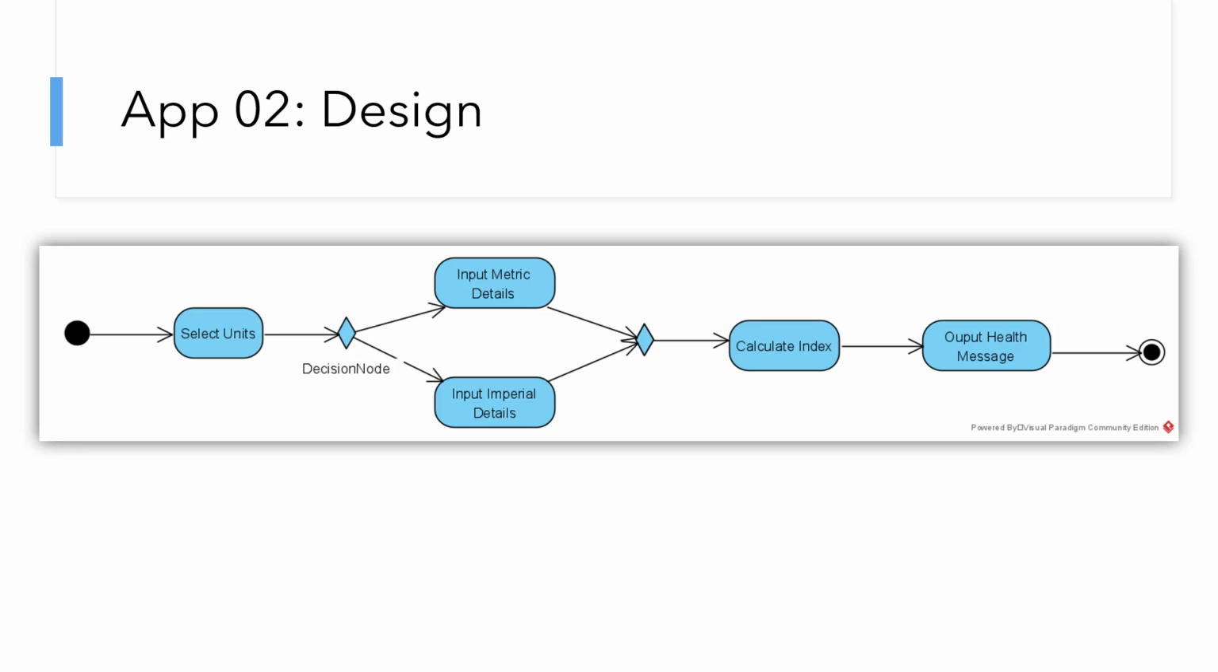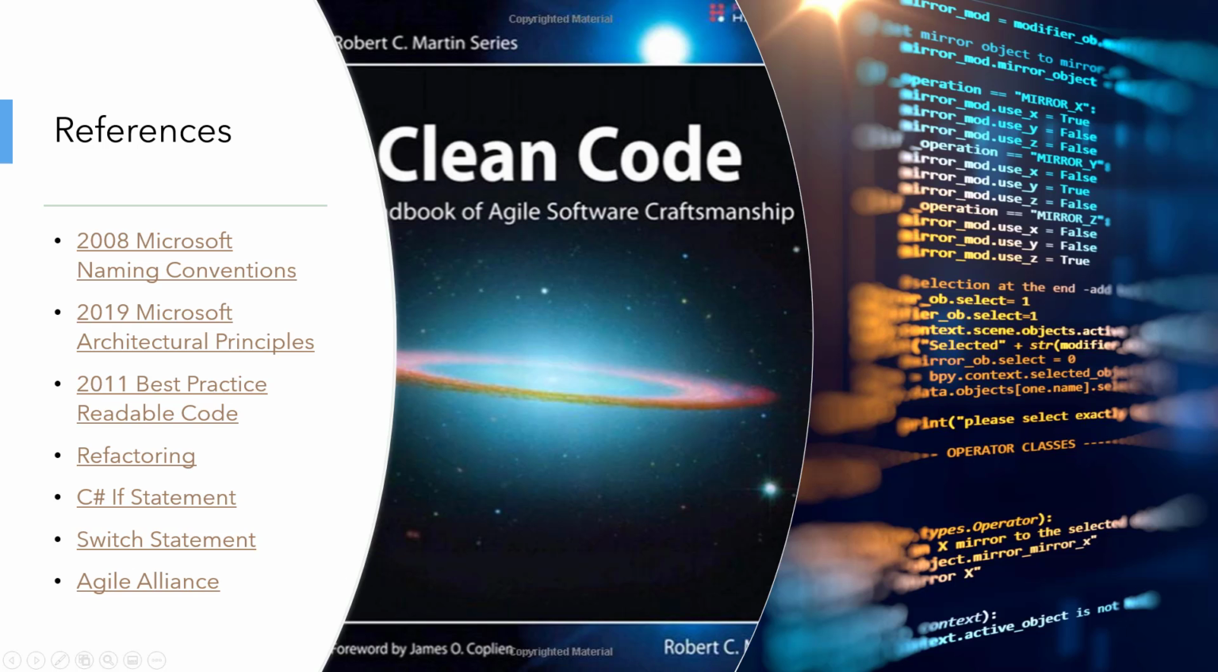Here is your design. You can copy this. I think it's probably already in the wiki page, which shows you an activity diagram showing the user first selects the units, then they enter their details, height and weight, then calculates their index and outputs a message. So there's your software design. And that's it. There are some references here, but they're in the wiki page. I think I will add references to C# documentation pages as well. I haven't done that yet, but that'll be in the wiki page.